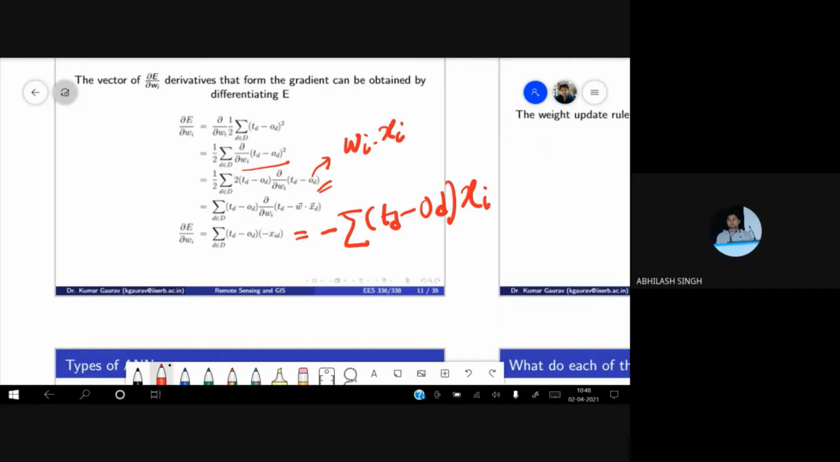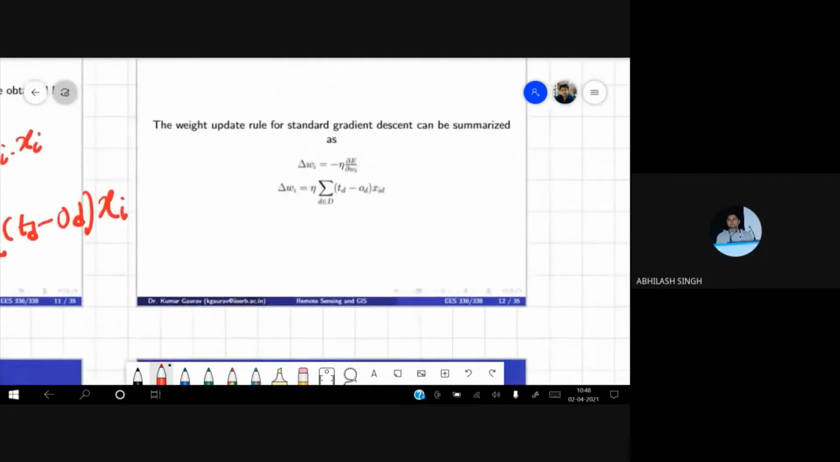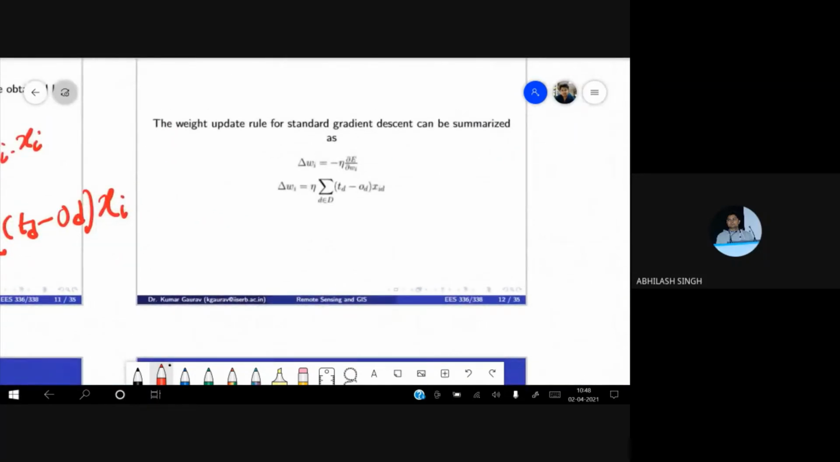So let us first write it. It has already been written that we need to use this equation: wi equals initial wi plus delta wi, and that delta wi is given by this. Here we have just substituted the gradient of E. So let us start.